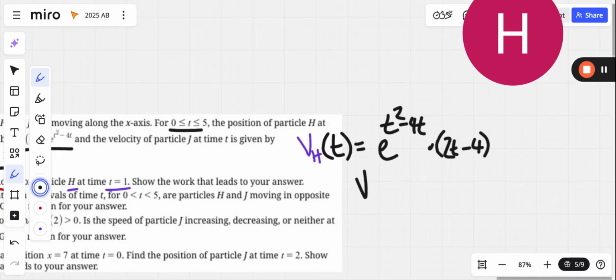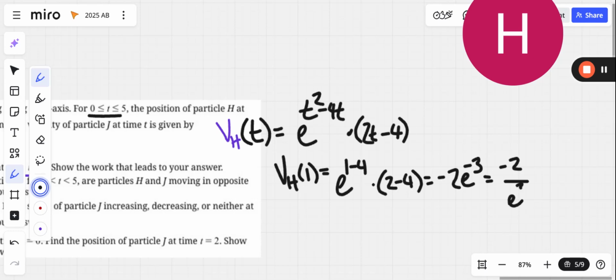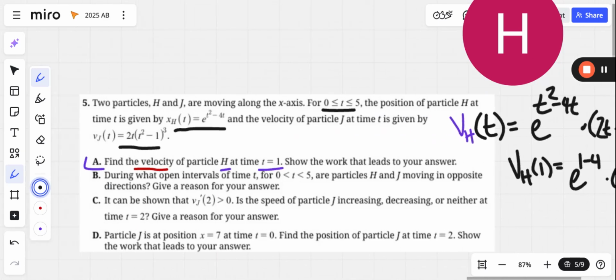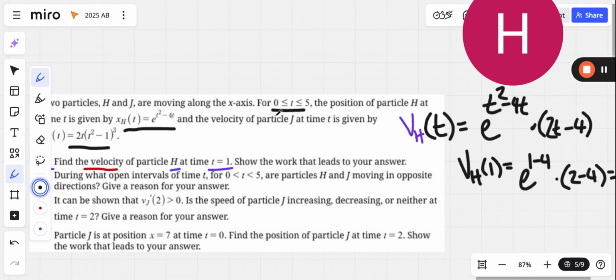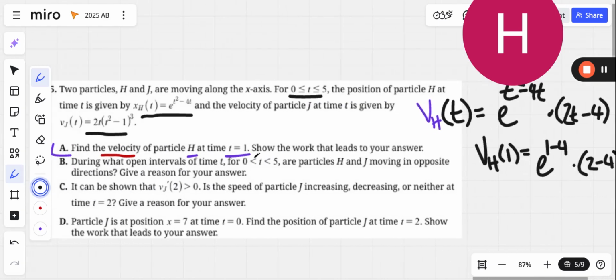And if they want us to plug in 1, then the velocity of particle H at 1 is e to the 1 minus 4 power times 2 minus 4. So that's negative 2 e to the negative 3. If you'd like, you can put negative 2 over e cubed. Now we don't really need units here. They don't give us units. But it would just be units of distance per unit of time. And that's the work that leads to our answer. So we get full points for that.